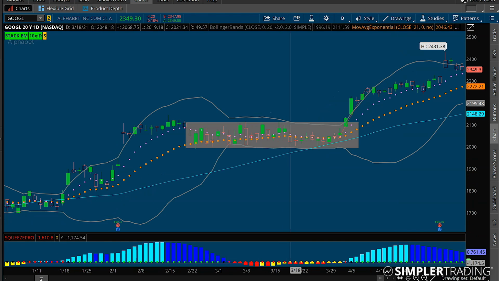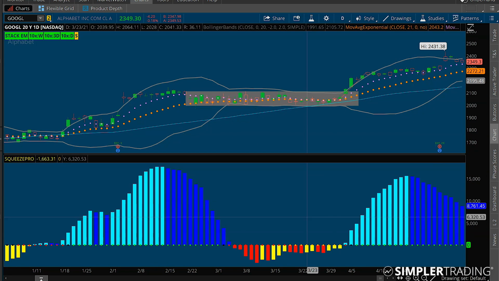So you use the dots to figure out whether or not a stock is in a squeeze, which form of compression it is, and ultimately to get a heads up of when the energy is getting released, when the squeeze fires. But the bars here, that's going to be our momentum reading. So let's pull this up on Google.